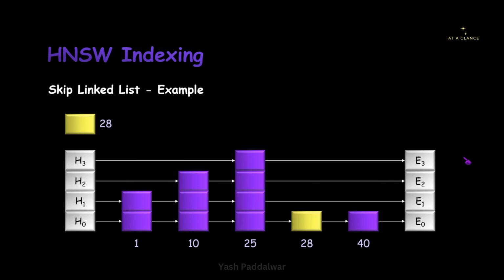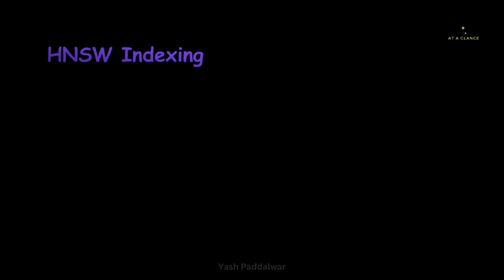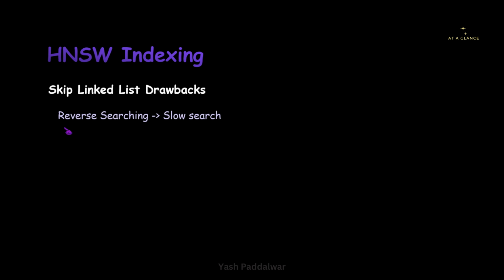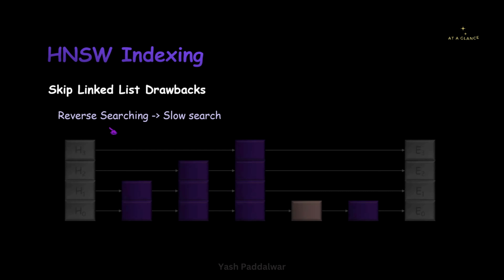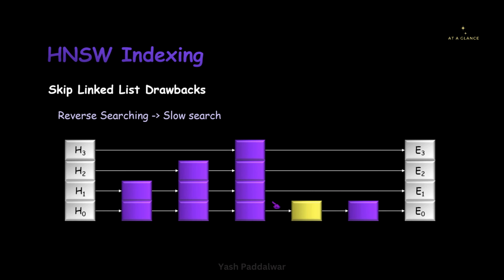Now we'll have a look at the drawbacks of this skip linked list. Here the drawback is reverse searching. If you look at the structure of this skip linked list, you can see the arrows are unidirectional. That means here we perform forward search. Now what if the document that we want to search does not lie at the start or at the middle, but lies at the end? In that case, it has to perform more operations. It has to invest more time for searching. So this leads to slow search. This is one of the drawbacks which I wanted to discuss with you all.